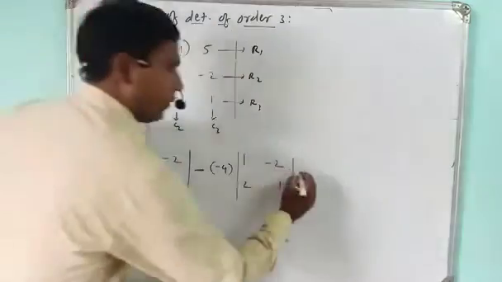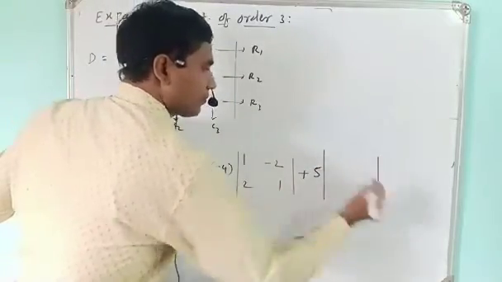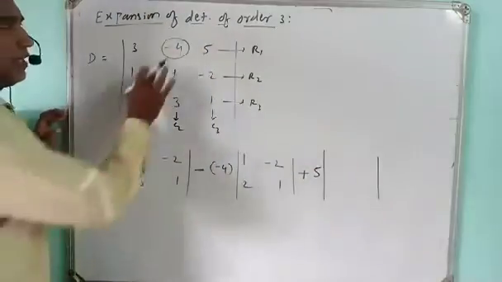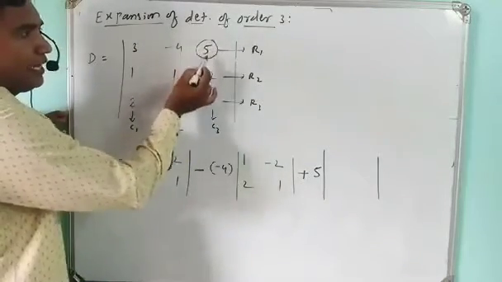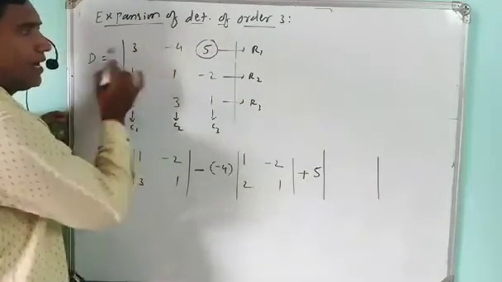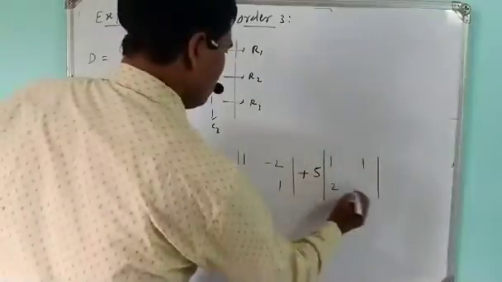Then by rule the third element is plus. There is a 5 there. Same. Now we will find the third element's minor. So what is the procedure? Eliminating the column, eliminating the row. So what are the elements remaining? Only 1 1, 2 3 is there.